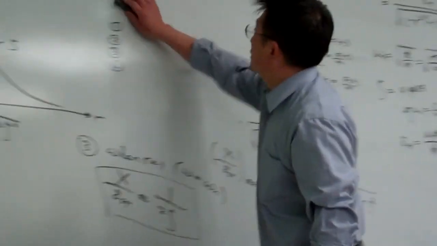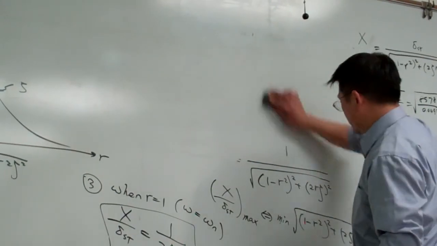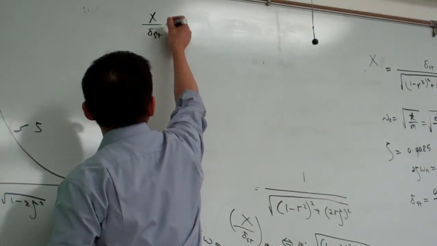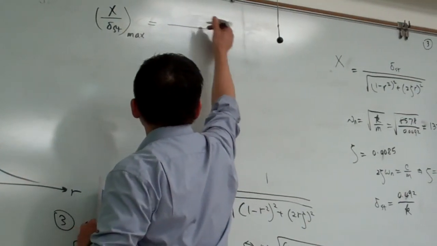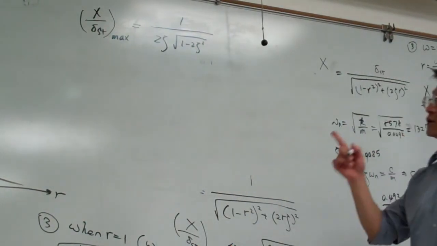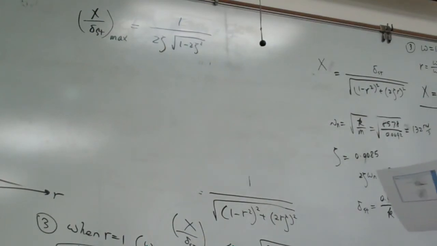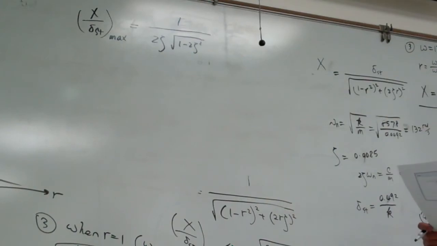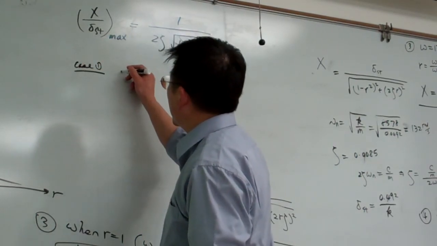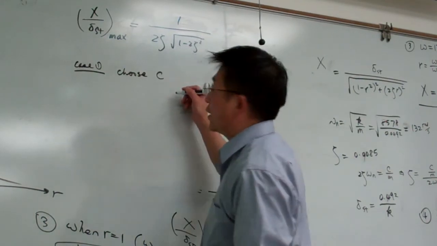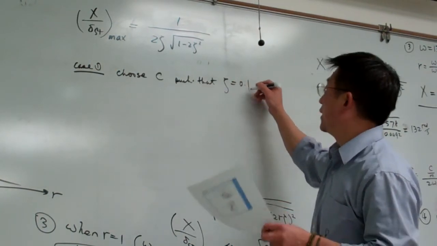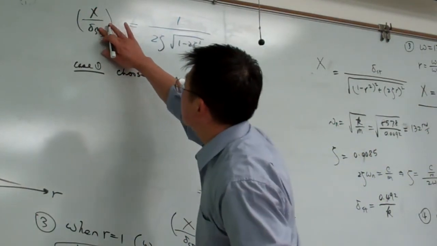Okay, so let me rewrite this equation here. So here we already know, let me pick up that equation. The maximum value equals 2 zeta times the square root of 1 minus zeta squared, in the denominator. Okay, we start from here. And for this case, if we choose the value of C such that the damping ratio equals 0.1, then this value is very straightforward.